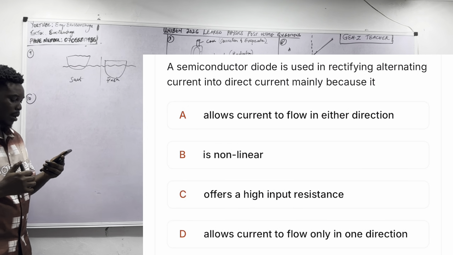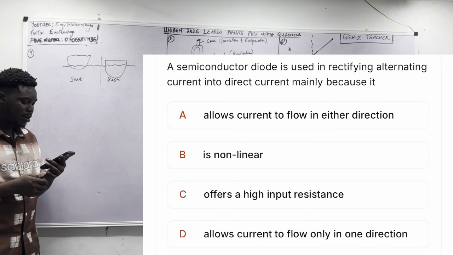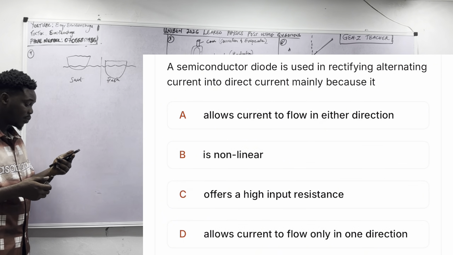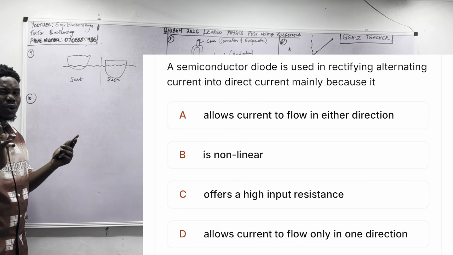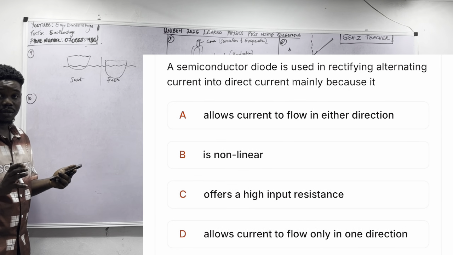Number 10, a semiconductor diode is used in rectifying alternating current into direct current, mainly because it dash. Now, quickly, we use what we call a diode, which are rectifiers, because they allow current to flow in only one direction. So the answer to that question is option D.